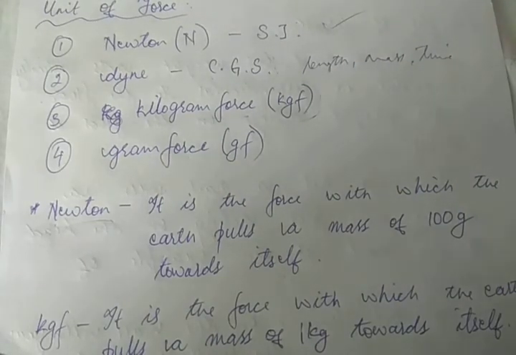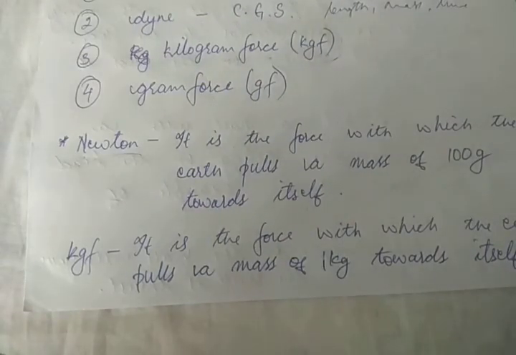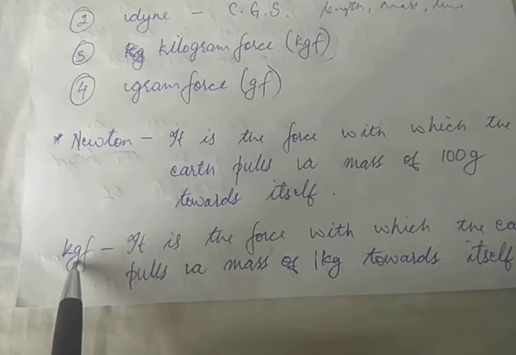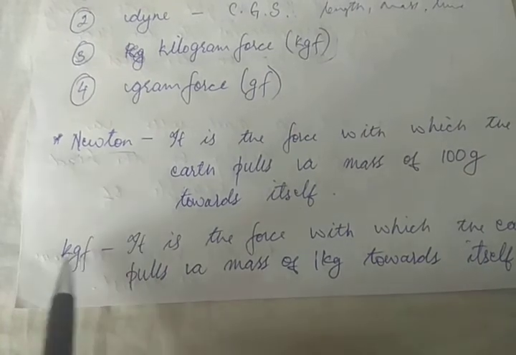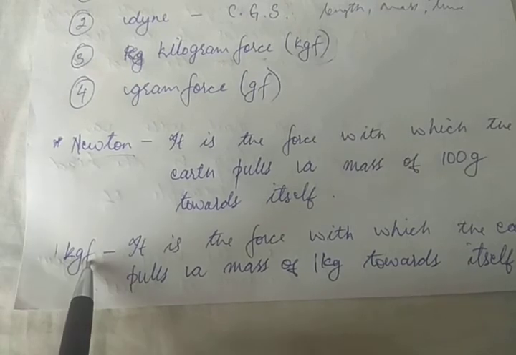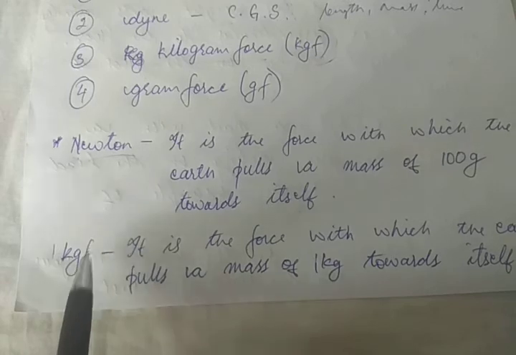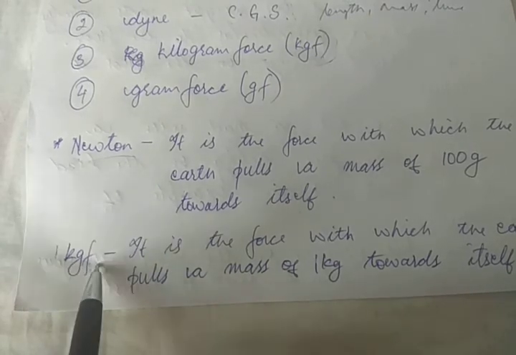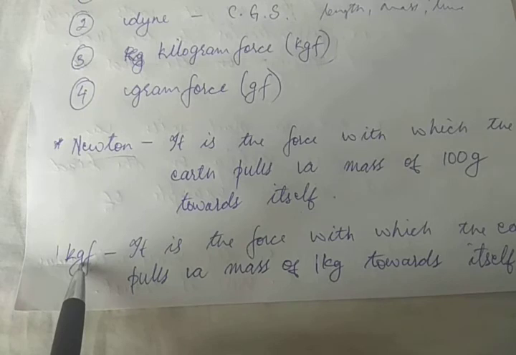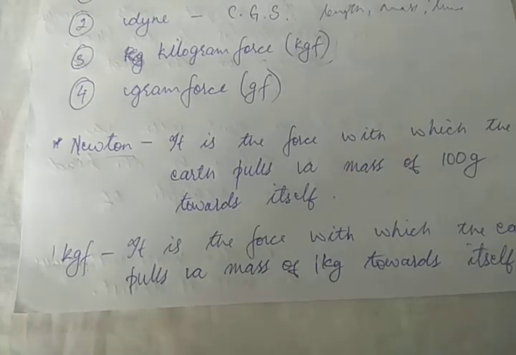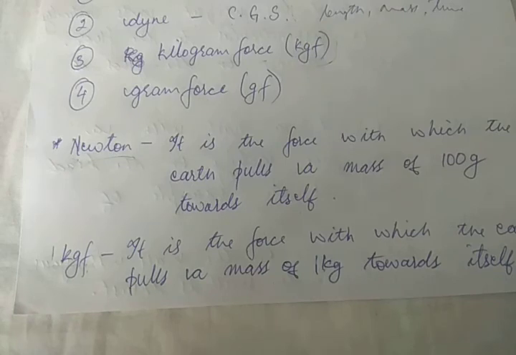Remember that. Likewise, kilogram force. What is kilogram force? The definition is there in the name itself. Kilogram means 1 kilogram. F is force. What kind of force? Force with which the earth pulls a body. The force with which the earth pulls a mass of 1 kilogram towards itself is what is called 1 kgf. I repeat, the force with which the earth pulls a mass of 1 kilogram towards itself is what is called 1 kilogram force.